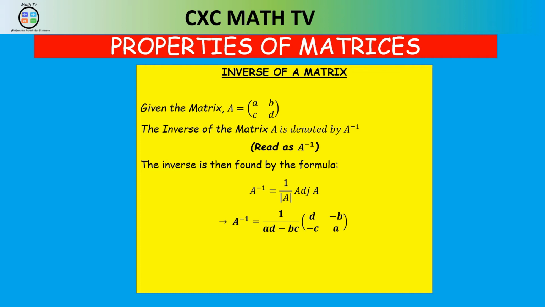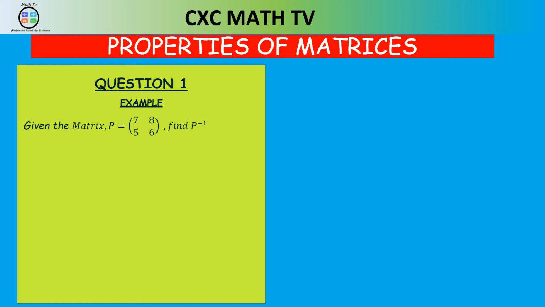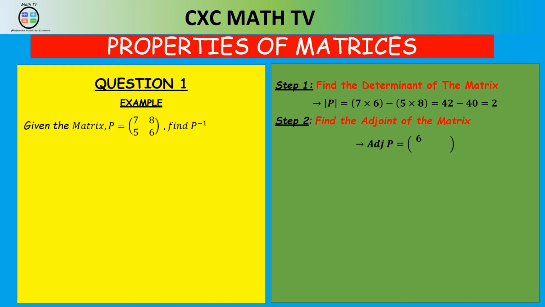So let's look at some examples. Given the matrix P equals [7, 8; 5, 6], find P inverse. To do this question, step 1, we find the determinant of P. So that's 7 times 6 minus 5 times 8, 42 minus 40, which is 2. Good. Step 2, find the adjoint of the matrix. We interchange the 6 and the 7. So put the 6 where the 7 is and the 7 where the 6 is. I will multiply the 8 and the 5 by negative 1. So we'll get the adjoint of P is [6, -8; -5, 7].